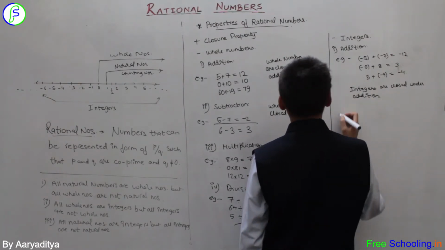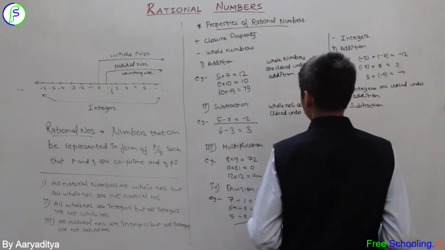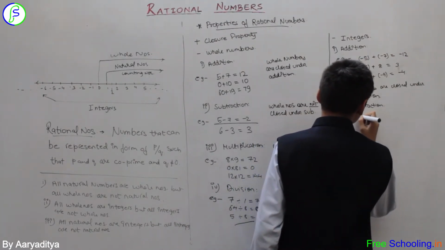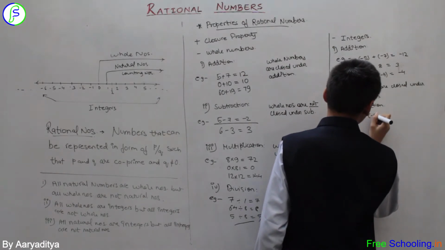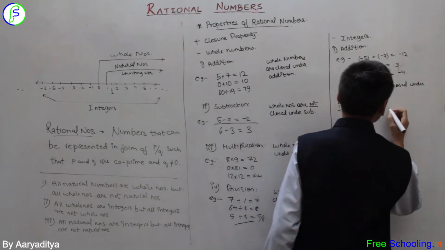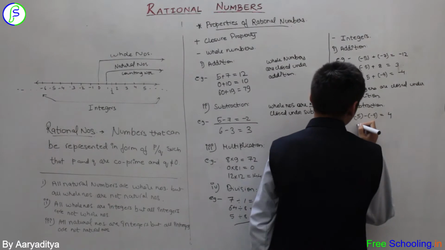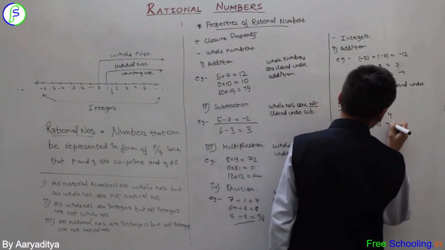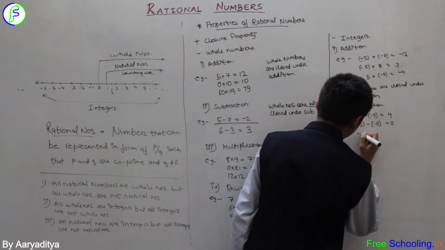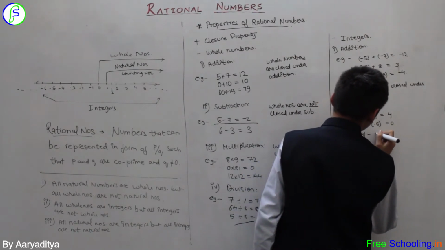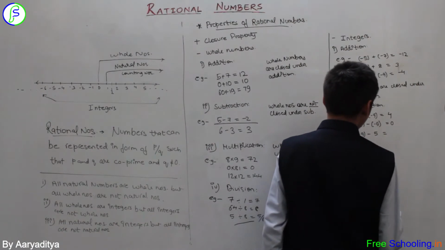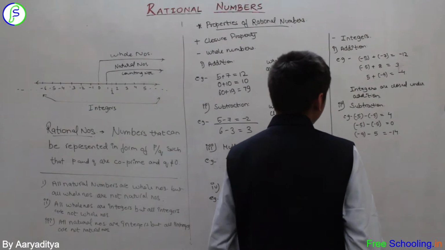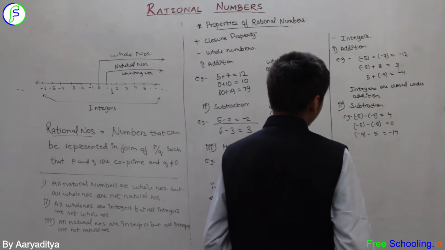Okay, now similarly doing that for subtraction. For subtraction, again let us take some examples. This would be 4. Then if I take another, this one would become 0, and if I take another, this one will become minus 14. So as you can see, all the three that have been obtained are integers.